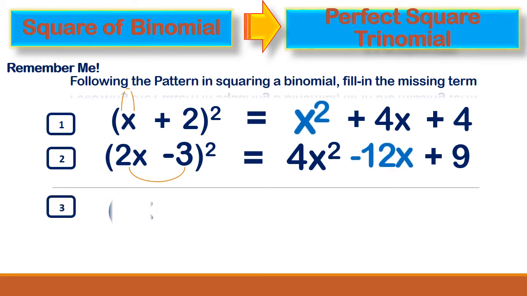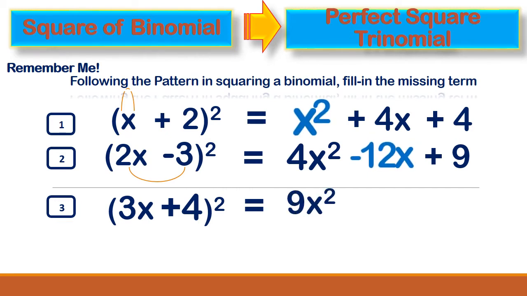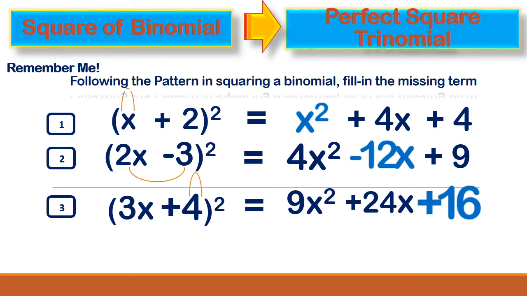Number 3, 3x plus 4 quantity squared. So we have 9x squared plus 24x plus blank. So what is the missing term? The last term. So what are we going to do? Simply square 4. So 4 times 4 is 16. So the missing term is 16.